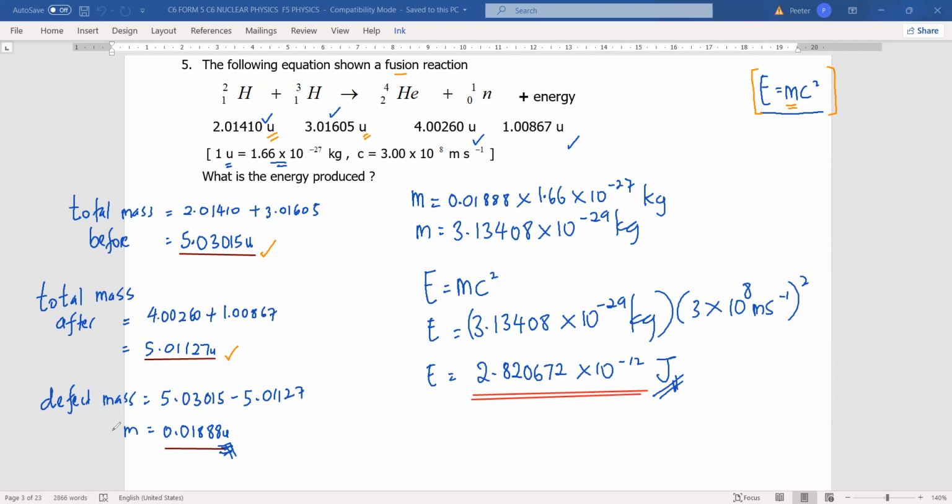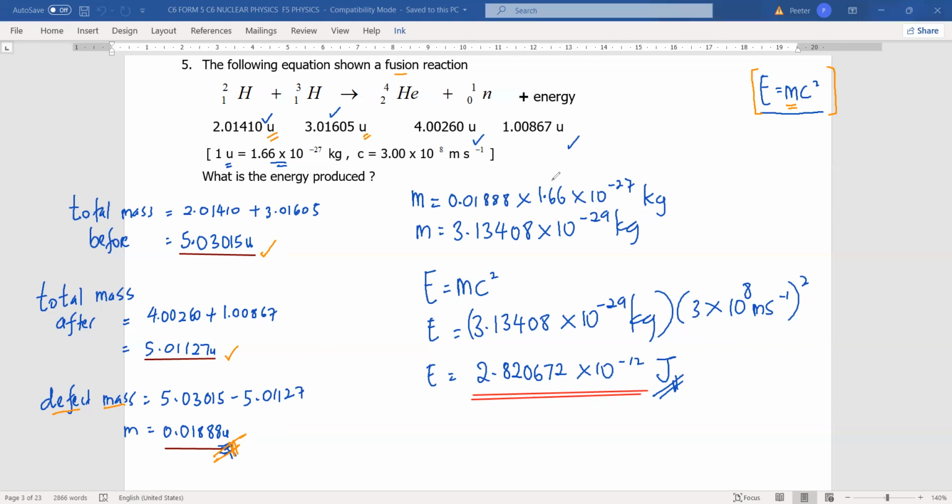To identify the defect mass, what is the defect mass? The difference between before and after. So Einstein says the mass is converted to energy, right? So what is the amount of mass lost during the process? It will be before minus after. We realize the mass is actually 0.01888 in atomic mass unit.